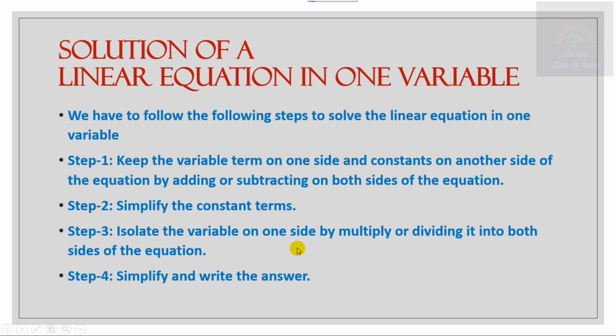Next, isolate the variable on one side by multiplying or dividing both sides of the equation. That means the variable must be on one side, whether it is the LHS or RHS. Generally we will take the variable on the left side, LHS, and its coefficient must be 1. That is a very important thing. Isolate means its coefficient must be equal to 1 and it must be alone on the left side. Finally, simplify and write the answer.